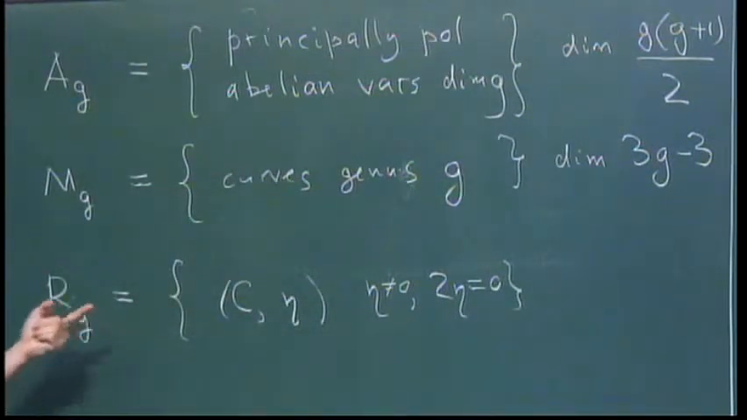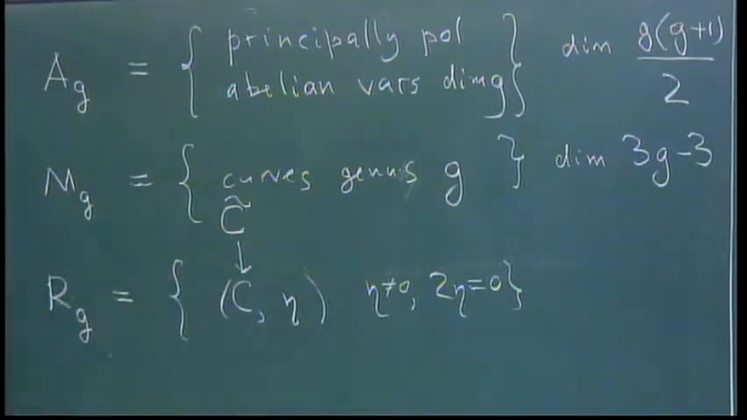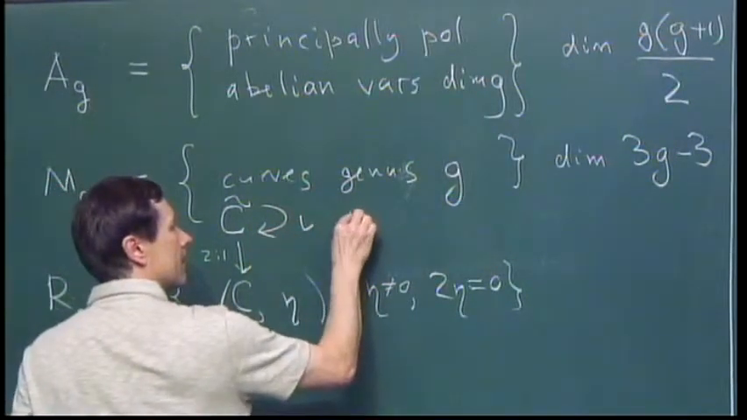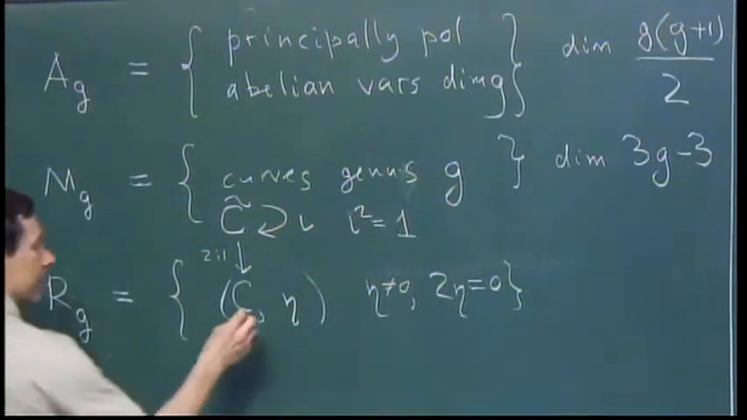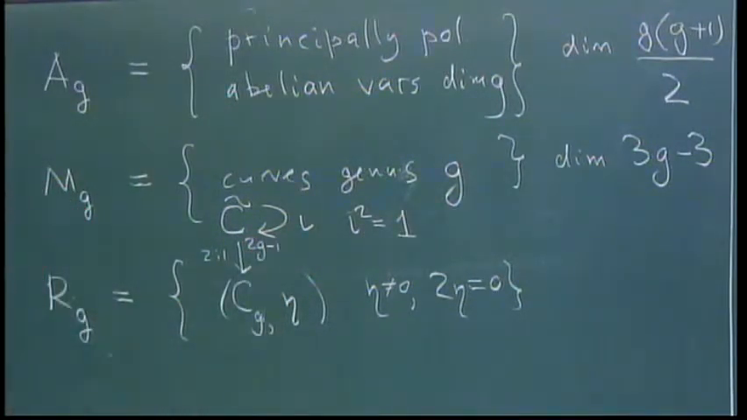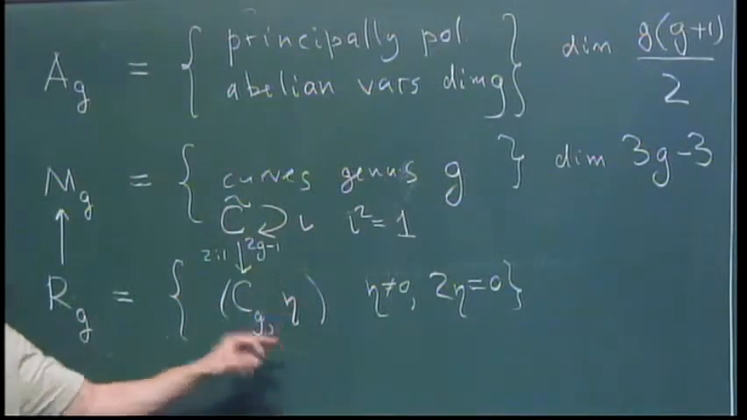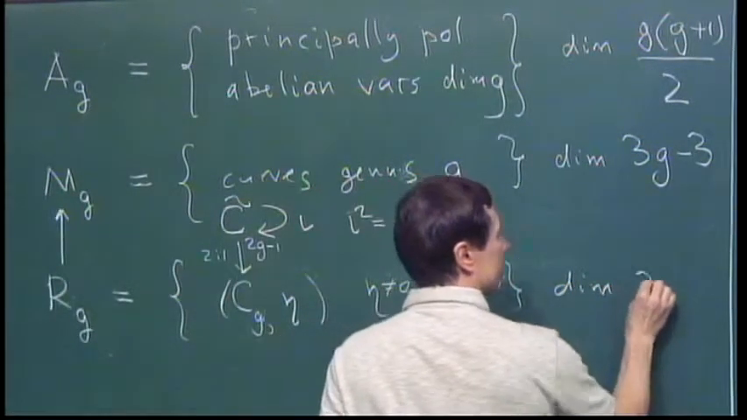And so for any such 2-torsion point, you have an étale 2-to-1 cover. And on this cover, you have an involution, iota. This is a curve of genus g. This is a curve of genus 2g minus 1. And there is an obvious forgetful map, where you just forget the 2-torsion point. It's a finite map. Therefore, this variety also has dimension 3g minus 3.